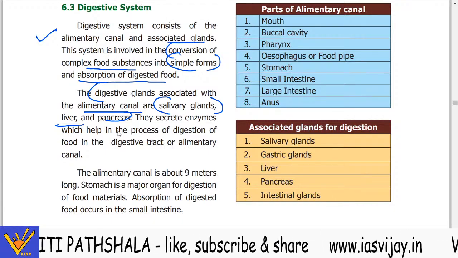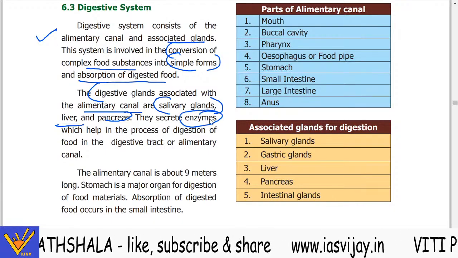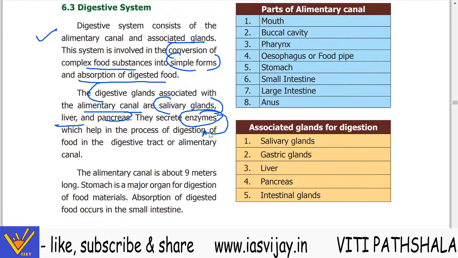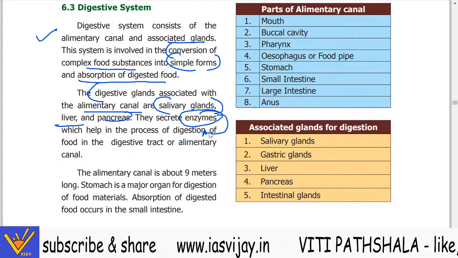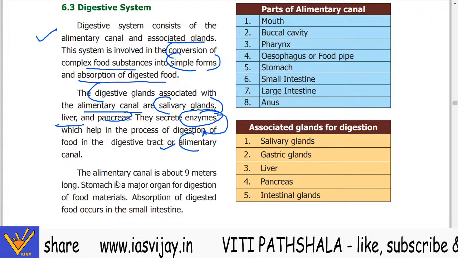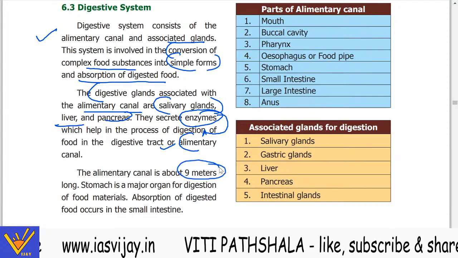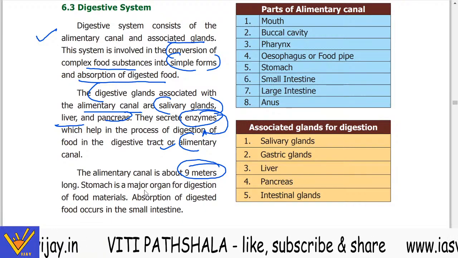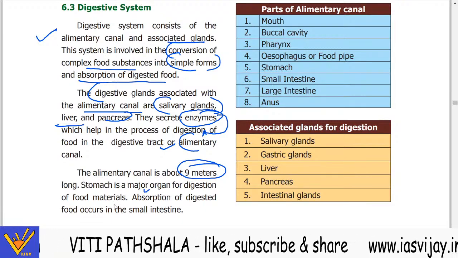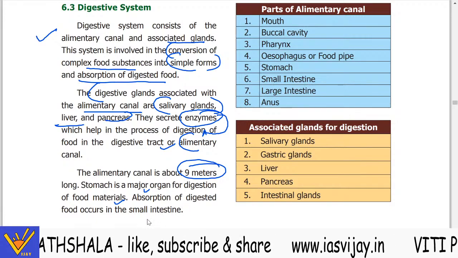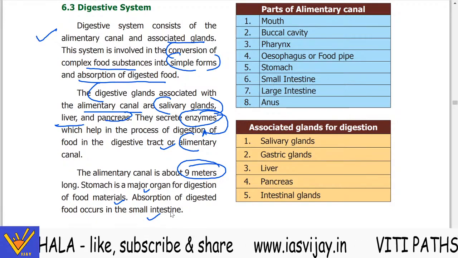They secrete the enzymes, and the enzymes are useful for the digestion of the food. The digestion of the food occurs in the digestive tract, the alimentary canal. The alimentary canal is about 9 meter long, and the stomach is the major organ for the digestion of the food materials. The absorption of the digested food occurs in the small intestine.